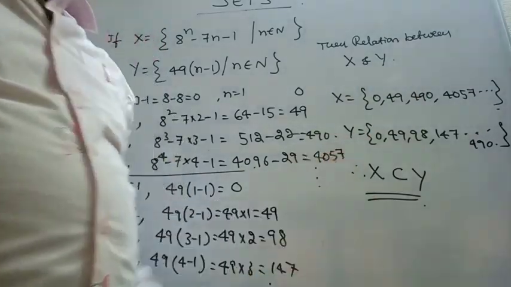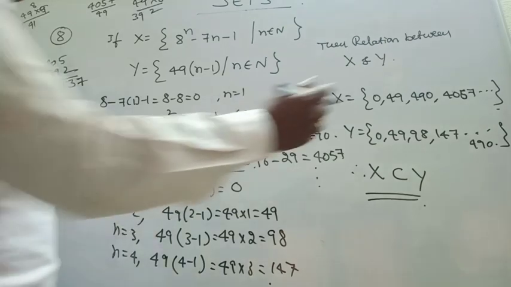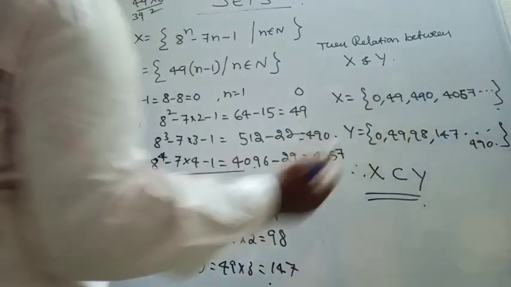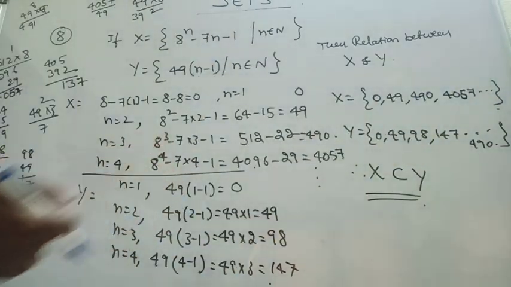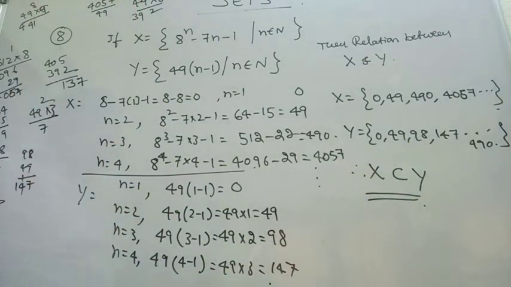That's why X is a subset of Y may be the correct one. Here, this is 4067. 4067 is divisible by 49. Therefore, all these elements are part of this. X is a subset of Y. I think this is the correct answer.